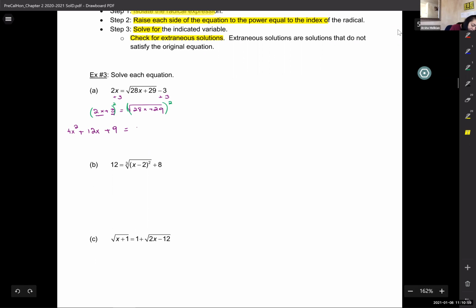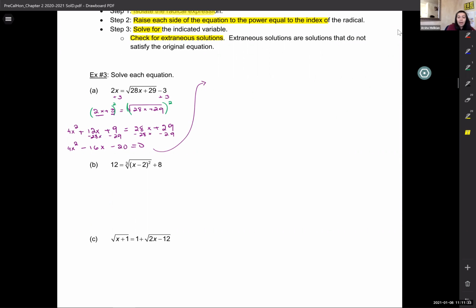And that equals 28x plus 29, right? So now what I want to do is move everything to the same side and solve. So I have 4x squared minus 28x on both sides. That will be negative 16x minus 29 minus 20 equal to 0. Okay?